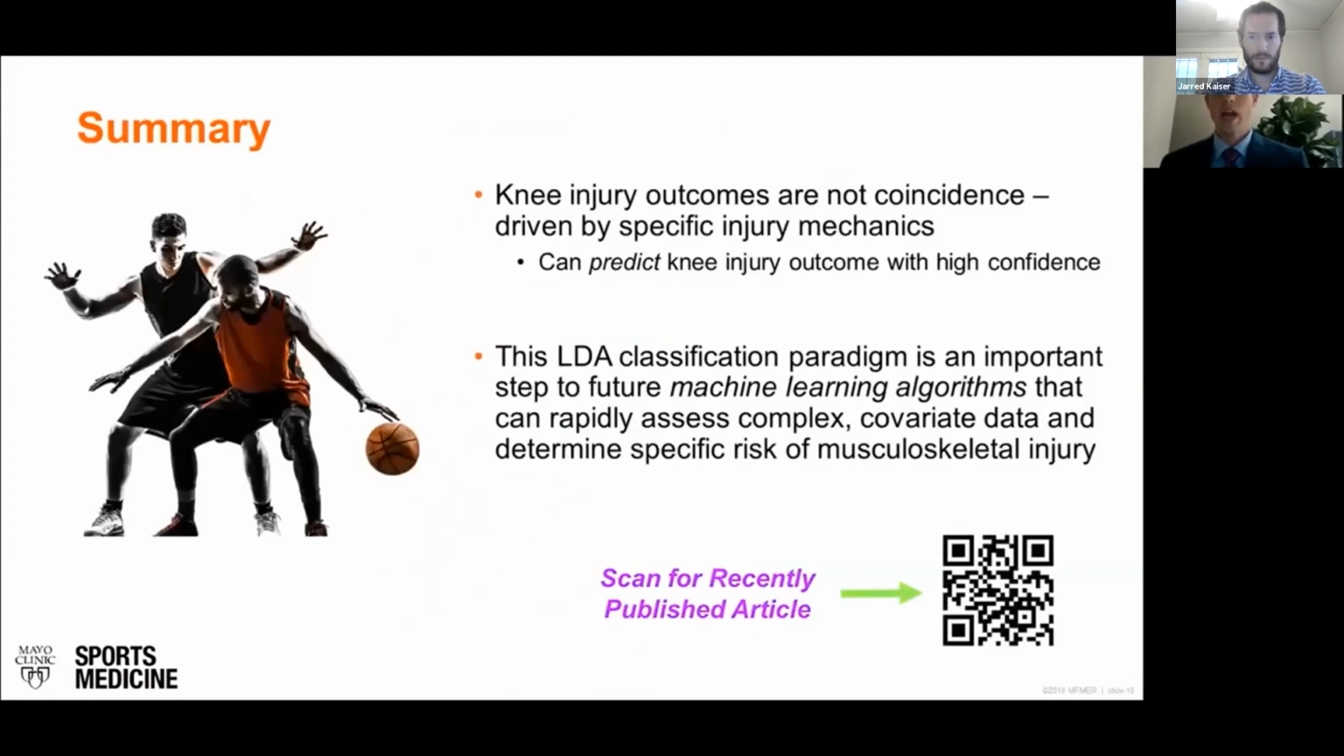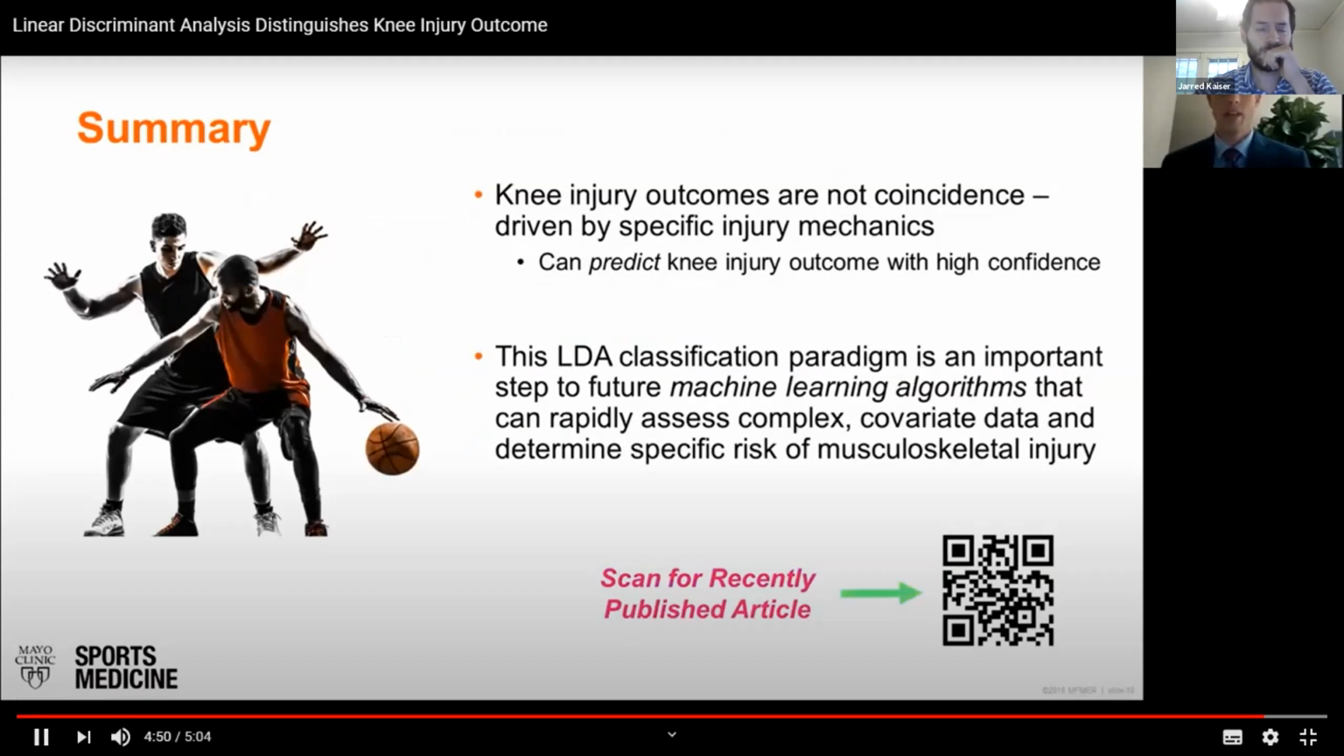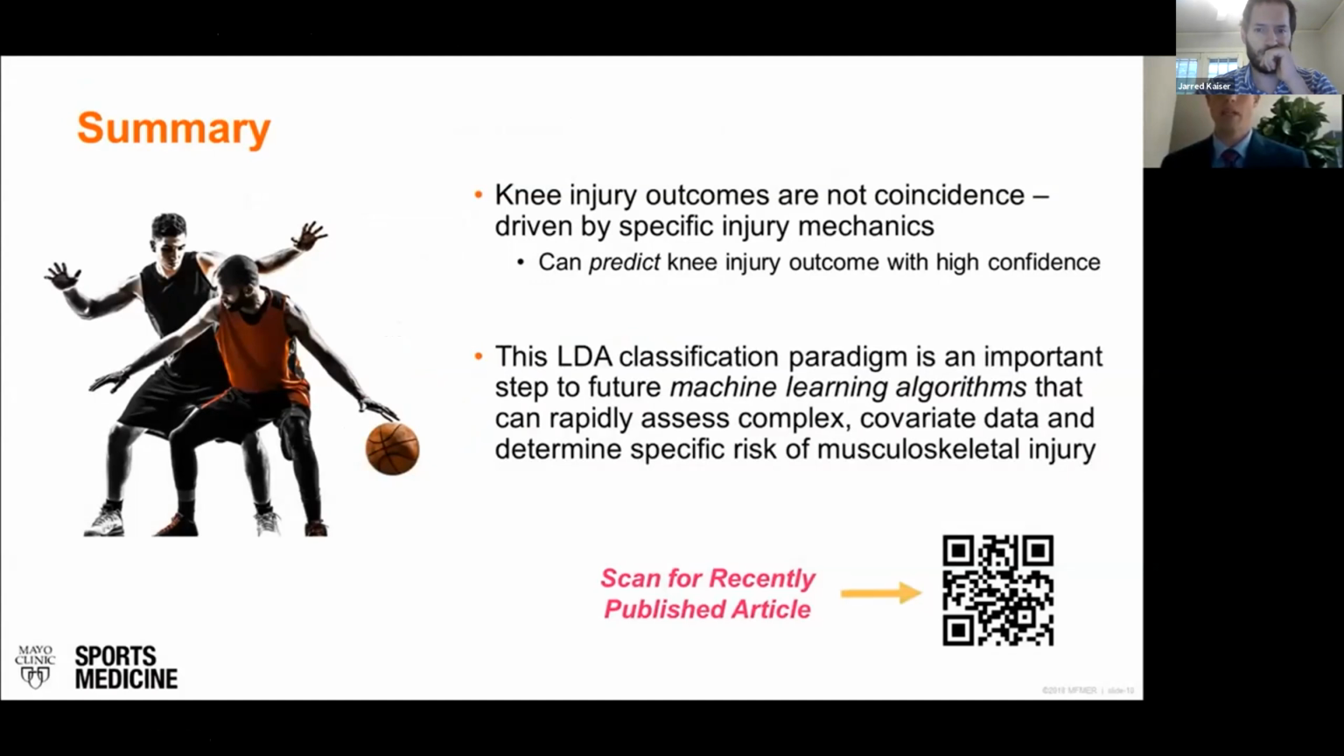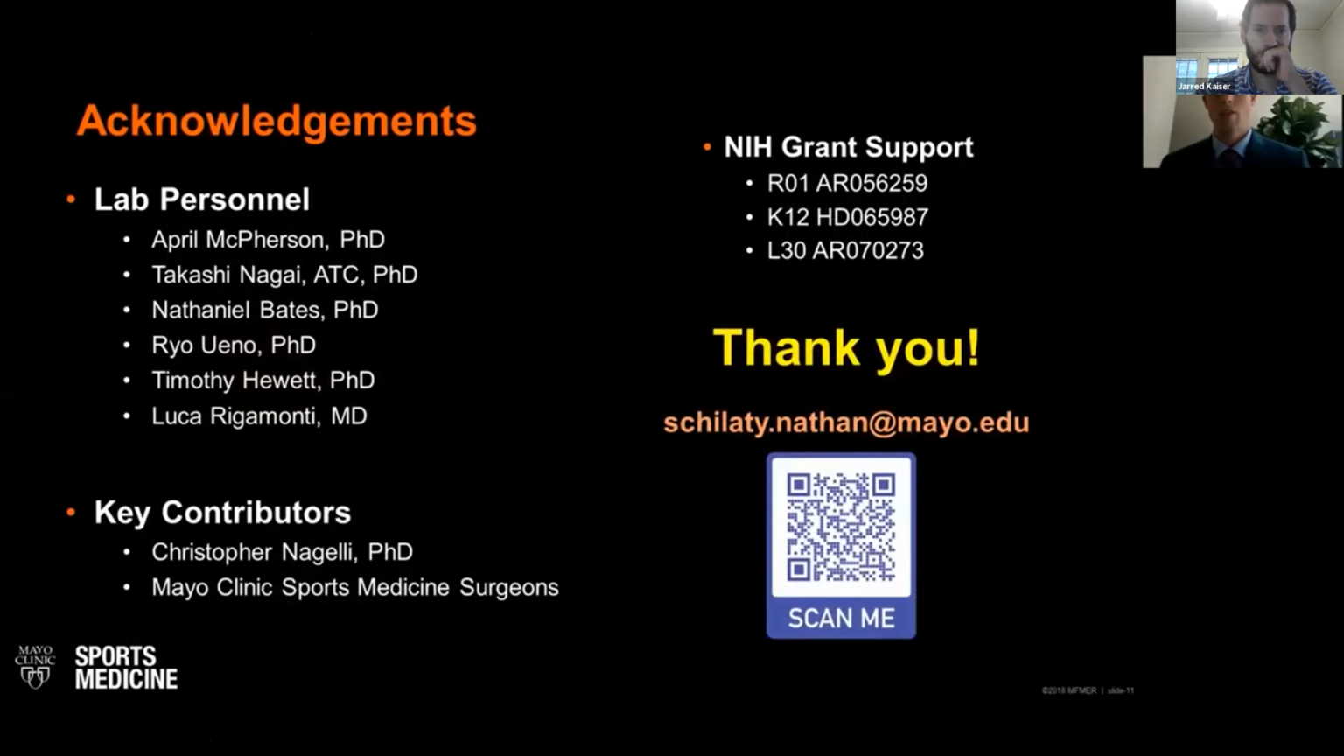In summary, knee injury outcomes are not coincidence, but rather they are driven by specific injury mechanics, and they can predict knee injury outcome with high confidence. This LDA classification paradigm is an important step to future machine learning algorithms that can rapidly assess complex and covariate data and determine specific risk of musculoskeletal injury. Thank you so much for listening.